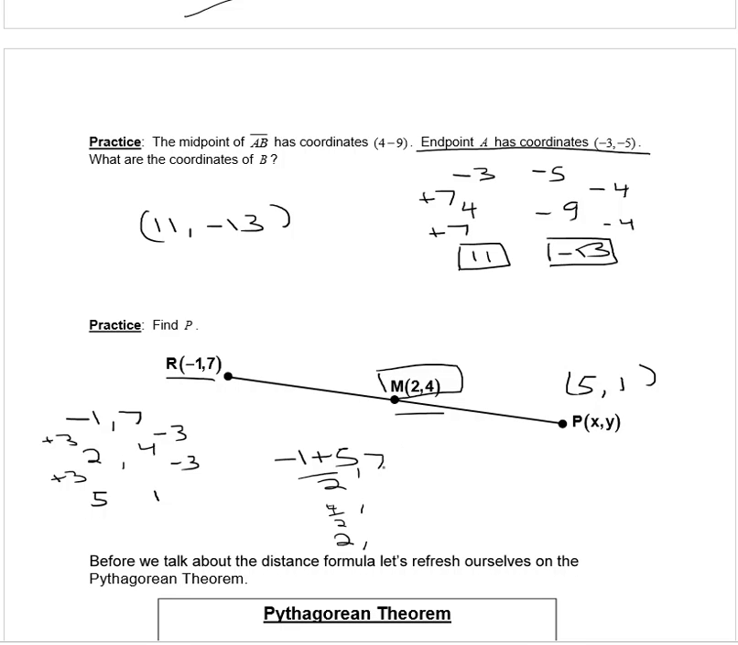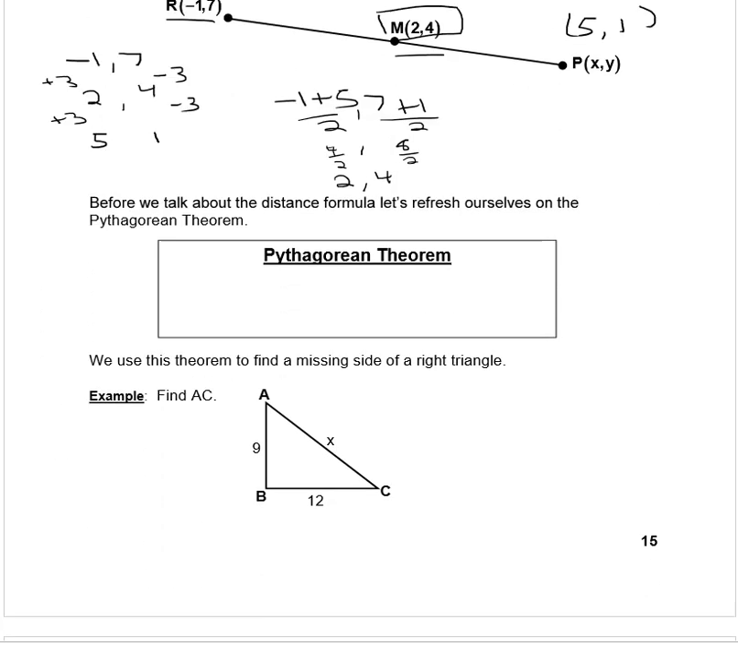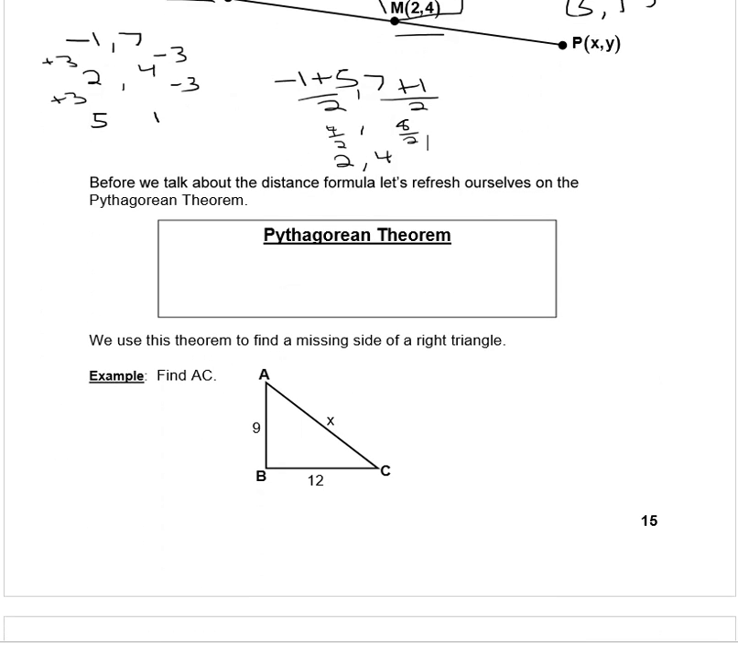And then 7 plus 1, take this y, take that y, divide by 2. 8 divided by 2 is 4. So 2 comma 4. And sure enough, that is the midpoint. So 5 comma 1 is correct. Now, to kind of switch gears a little bit, let's say I'm not so worried about finding a midpoint.